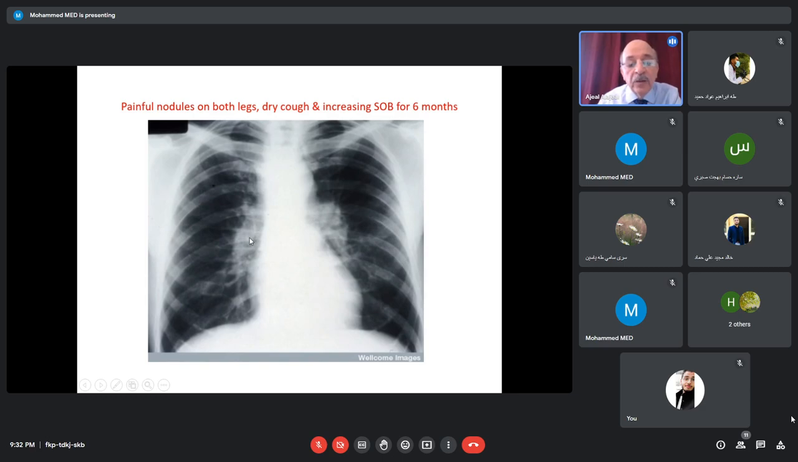The lesion on the leg is erythema nodosum. Erythema nodosum are, probably one day I'll show you some slides, nodules and they are painful. They occur with tuberculosis sometimes, with streptococcal infection, as a side effect of some drugs, with systemic lupus erythematosus, and they occur typically with sarcoidosis. Next slide, please.